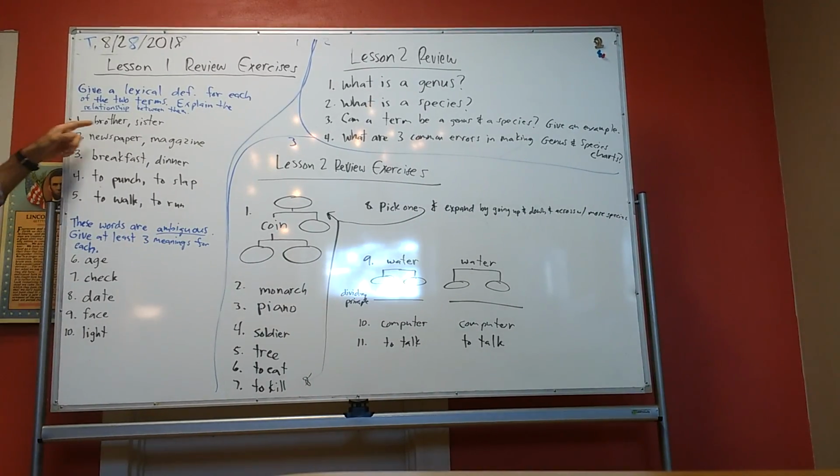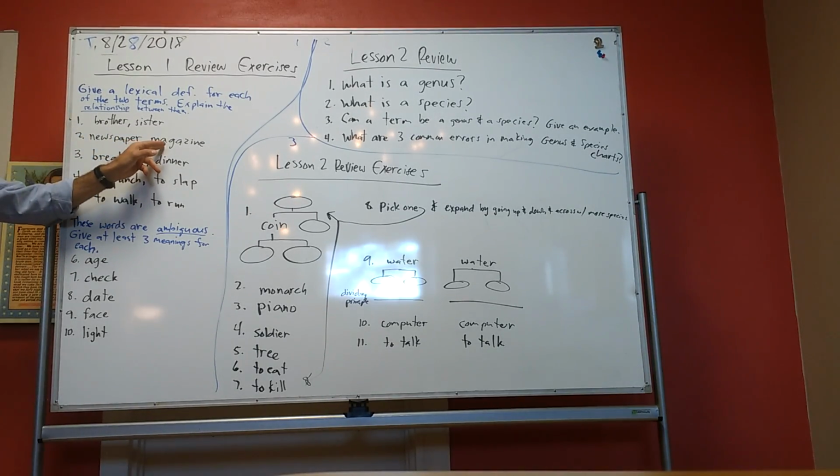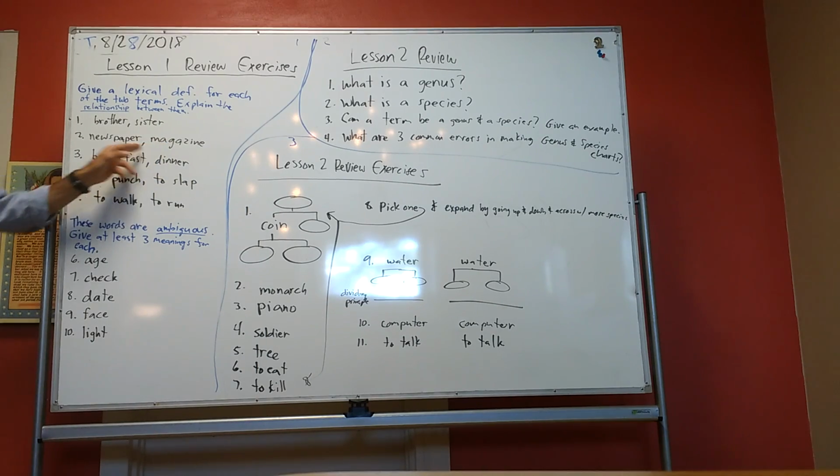Brother and sister, we did that one together. Boy kid, girl kid, they're both kids showing the different genders. Newspaper and magazine. I would say newspaper is a daily publication. The magazine is a weekly publication. They're both publications at different intervals of time. Frequencies. Yes, for brother and sister, wouldn't it be like a boy with a sibling?